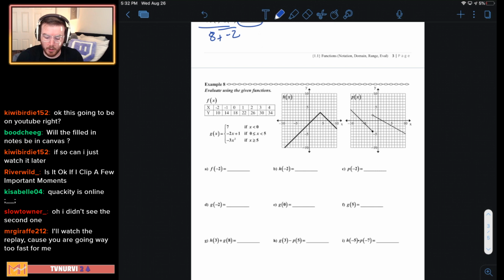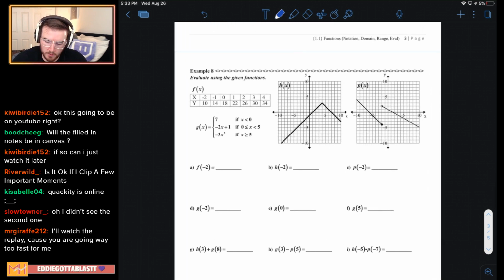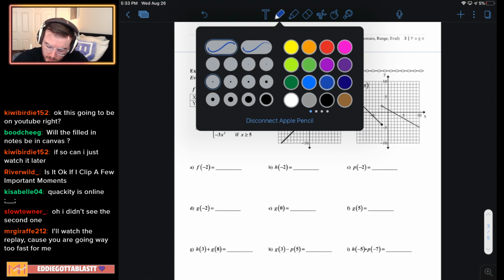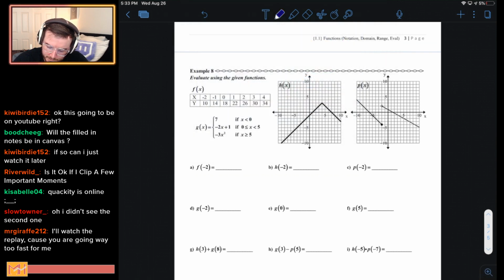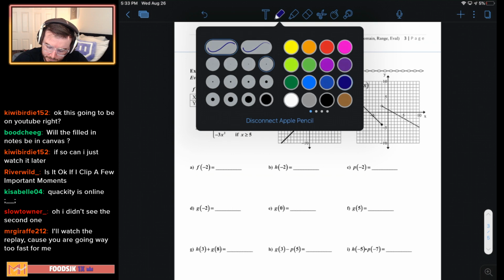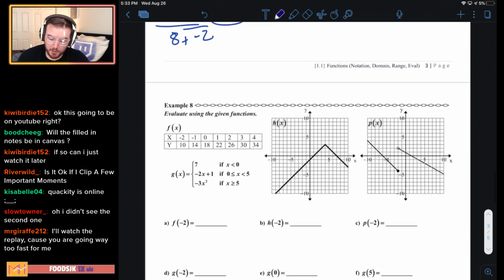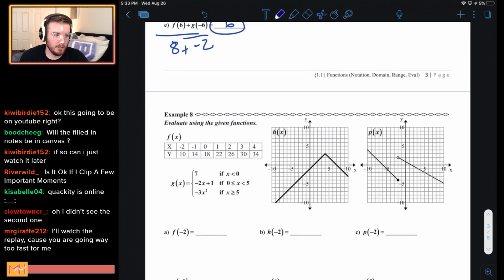These are more of the same type of example. Let me switch up colors for fun. There are four different functions here: the h function, the p function, the f function, and the g function. They're all different types. These are both graphs. This is what's called a piecewise defined function, and this is just a table of values.